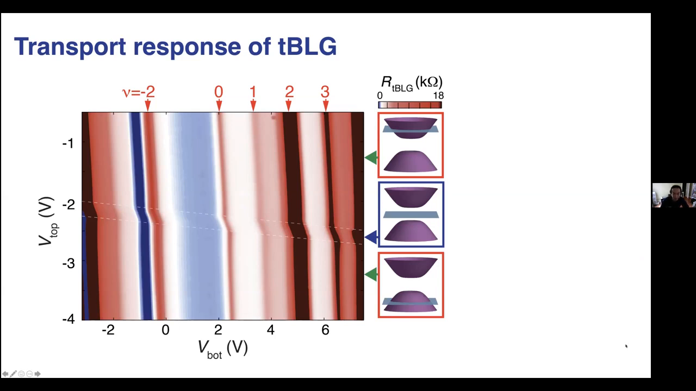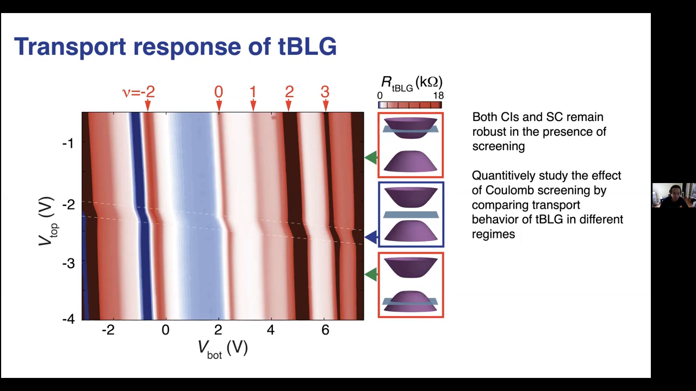And just from this map, it's already telling us that both the correlated insulator and also the superconductor remain very robust in the presence of Coulomb screening. You can see that we can tune bilayer up to very high density, and they basically remain, they are there. So what we're looking for probably is a subtle effect.